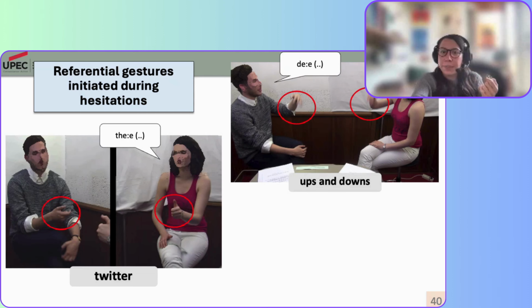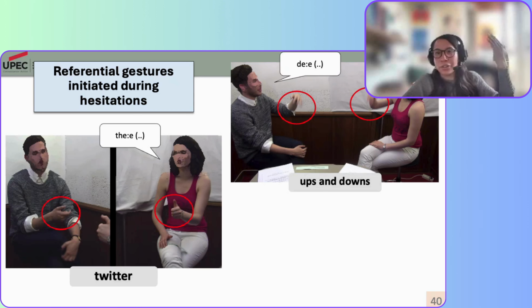And so you see what's happening here is that each time they're happening, they're initiated during the hesitations, right? There's a lengthening before Twitter, and then a pause. And then in the other one, it's also a lengthening and a pause. So you see kind of similar hesitation markers as well. But while from a vocal perspective, you would say, okay, there's nothing happening here, it's just a lengthening and a pause, if you look at gestures, that's when the referential gesture is initiated.